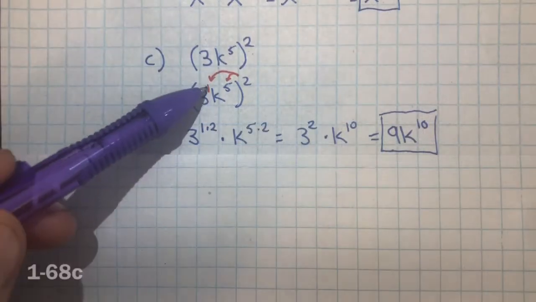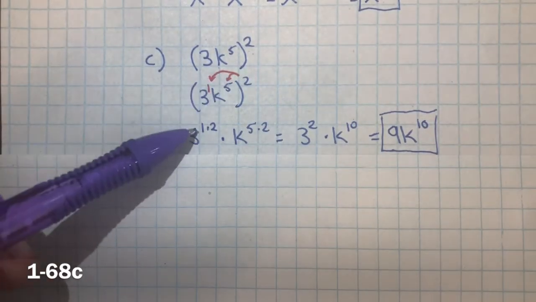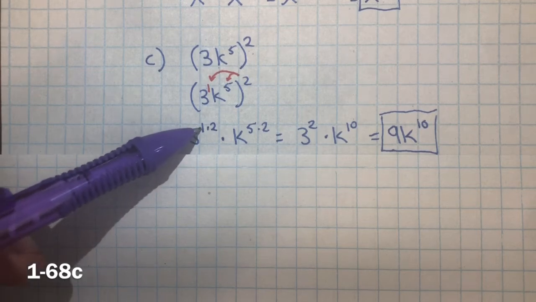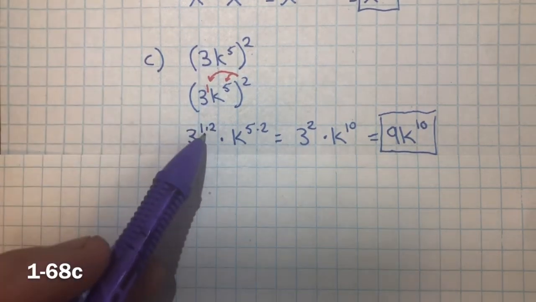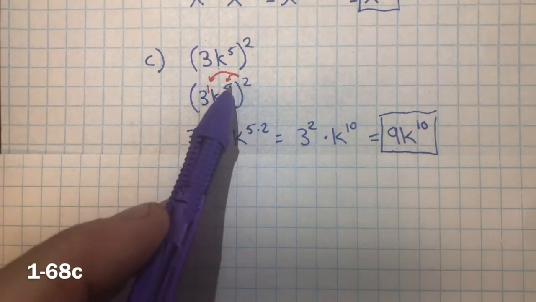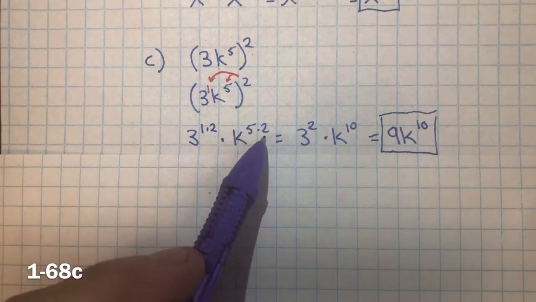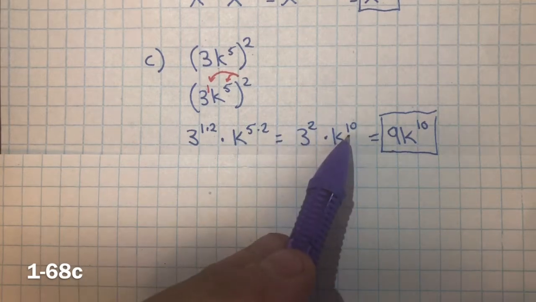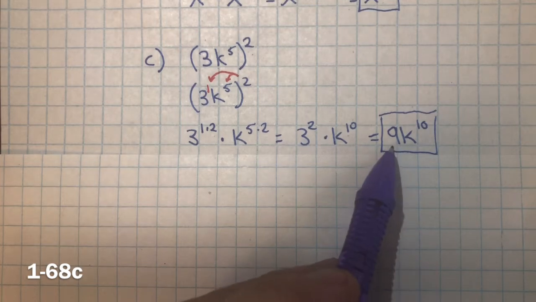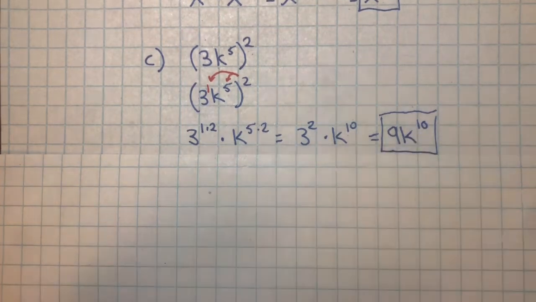So I didn't change the value. And remember, when you have a power raised to a power, you're multiplying them. So 3 to the 1st multiplied by 2, 1 multiplied by 2 is 2. And then we distribute to the 2nd term. 5 multiplied by 2 is 10. 3 squared simplifies to 9. So we have 9k to the 10th.